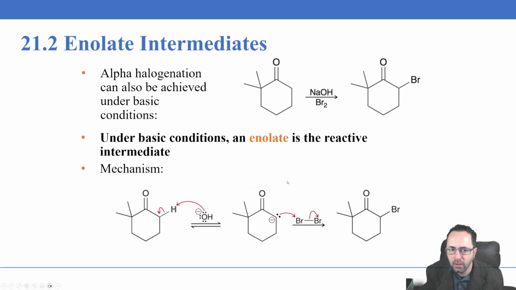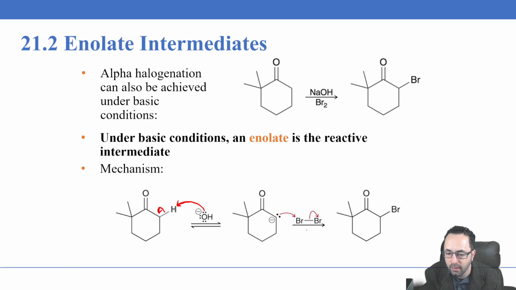So alpha halogenation can also be achieved under basic conditions. Remember that the formation of the enolate is going to involve a different mechanism. With the acid, our mechanism involves the protonation of the carbonyl first. In this case, we're going to have the deprotonation here at the alpha carbon, and remember, this is an equilibrium. The ketone is actually less acidic than the water that's produced, and so we'll get a little bit of the enolate, but that's enough to initiate the halogenation.